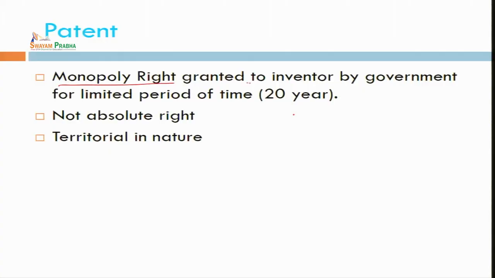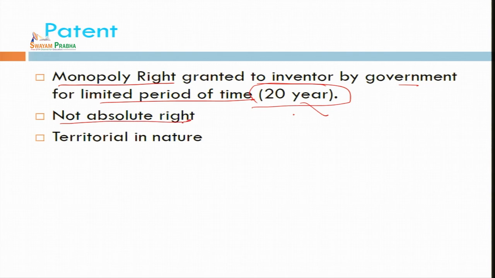Before we start the infringement remedy, I want to discuss the main definition of patent, as this is a monopoly right granted to the inventor by the government for a limited period of time. So, this is a monopoly right where the patentee can exclude other persons from using that particular patented article. It will be valid for 20 years. After that, the patent will come into the public domain, where any person from the general public can use that patent. Another characteristic of this patent is that it is not absolute in nature.